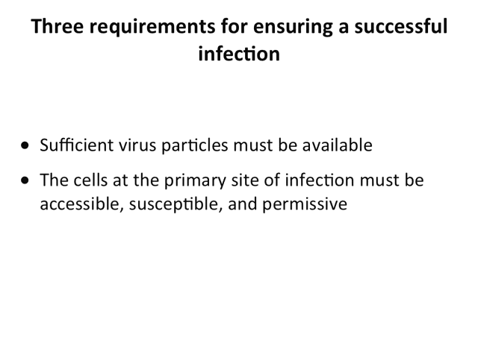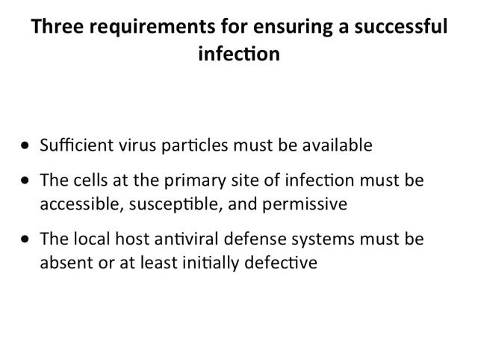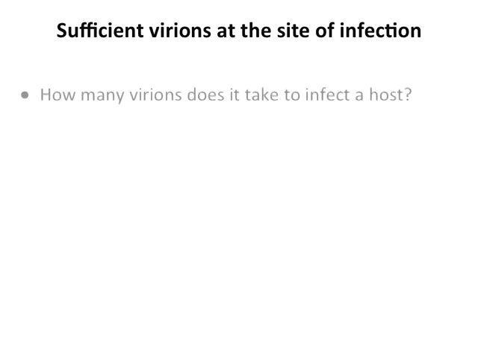The cells where the virus lands have to be accessible. They have to be susceptible and permissive. Those last two terms, of course, you know. We've talked about those before. But accessible, the virus has to be able to reach them. If it can't, there won't be a successful infection. The local antiviral defenses have to be at least initially defective, sometimes absent entirely, in order to allow the virus to replicate. So how do you get enough viruses at the site of infection?